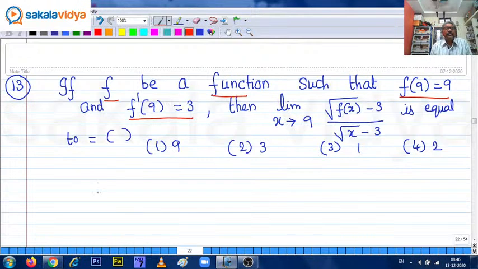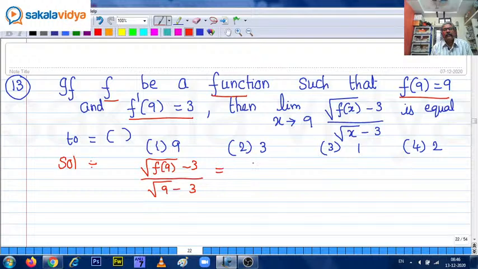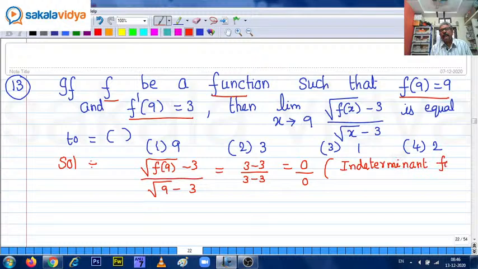So first let us substitute the limit here. What shall we get? This will be root f of 9 minus 3 upon root 9 minus 3. f of 9 is equal to 9, root 9 is 3, so 3 minus 3 upon 3 minus 3. 0 by 0 form. This is one of the indeterminate forms. So what shall we do now here? Whenever it is 0 by 0 or infinity by infinity, we can apply L'Hospital's rule.